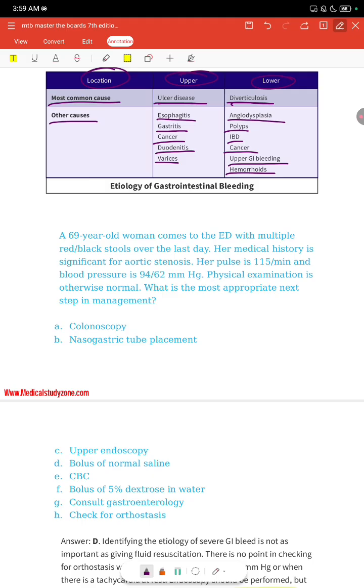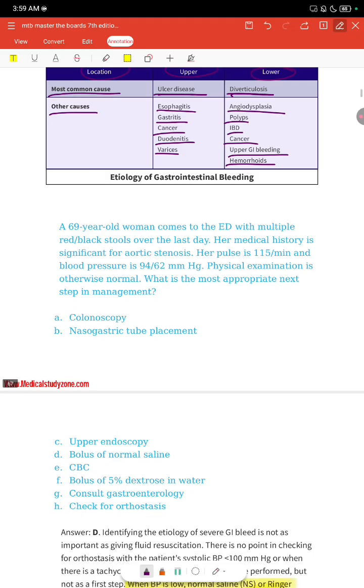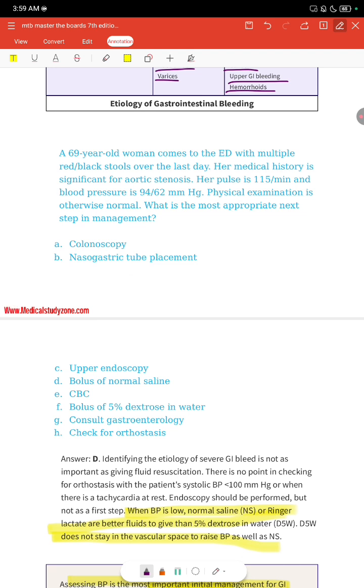This is the etiology of gastrointestinal bleeding. Here is the MCQ. A 69-year-old woman comes to the ED with multiple red-black stools over the last day. Her medical history is significant for aortic stenosis.